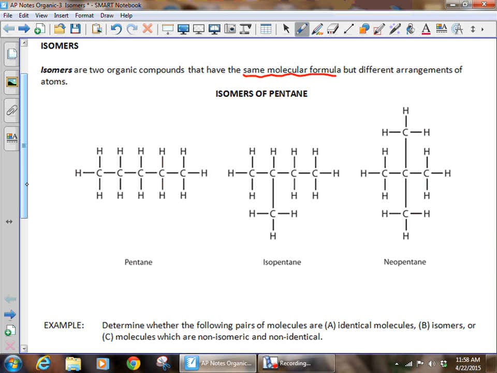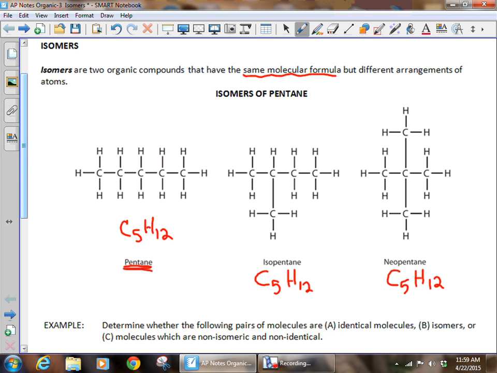Take, for instance, this situation. If we added up the carbons and hydrogens on all three of these, we would have C5H12. So they meet one of the criteria. But now we've got to make sure that we're dealing with three different compounds, that they have different names as well. Well, this first one is just pure pentane: 5 carbons in a row, the 12 hydrogens attached.